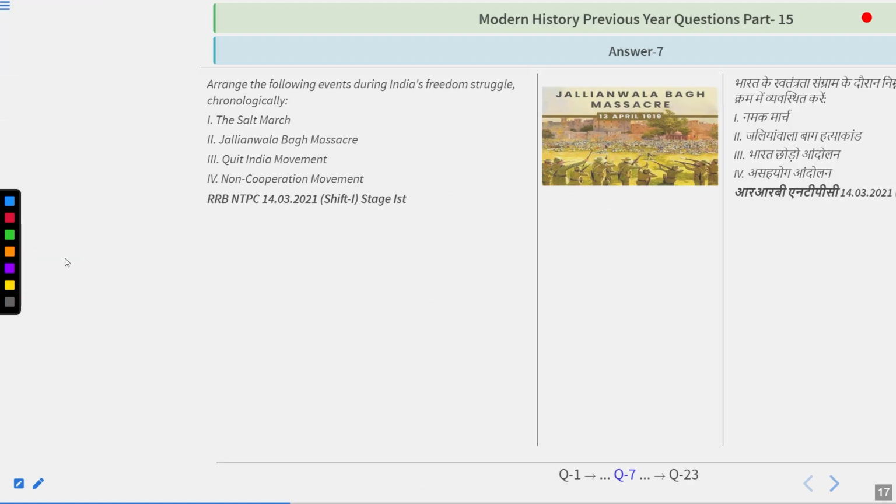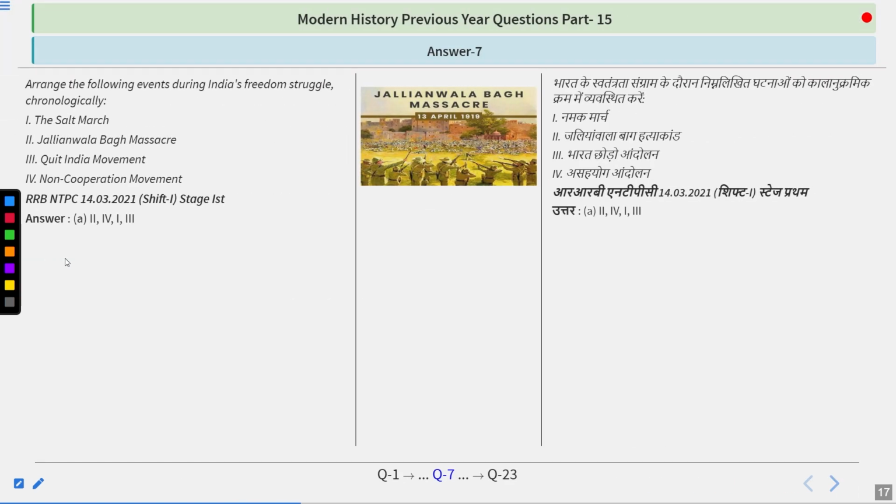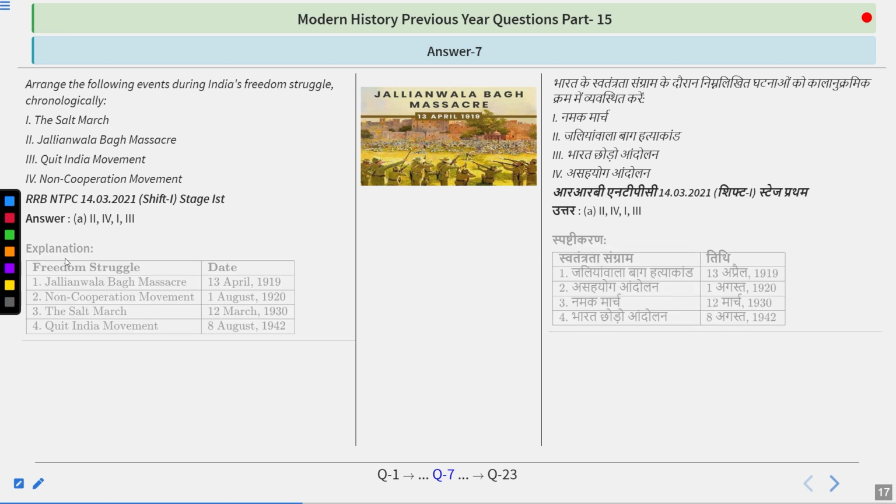And the answer is A. That is, first of all, Jallianwala Bagh Massacre happened, already in 1919. After that, non-cooperation movement in 1920. Then came the Salt March, that was on 12th March 1930, and then Quit India Movement on 8th August 1942. So you can see these are the particular dates of these events. So option A is correct.